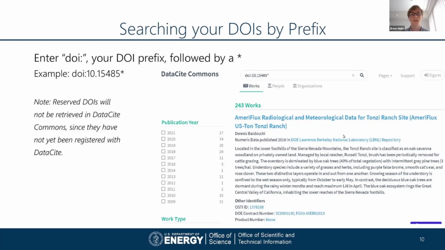In order to only search the DOI field, you need to enter doi all in lowercase and then colon, and then you add your individual prefix. In this example, we have the ESS-DIVE prefix, which is 10.15485, followed by an asterisk to get that wildcard. So when you hit enter, you get all of the registered with DataCite DOIs that can be found. And in this example, there are 243.